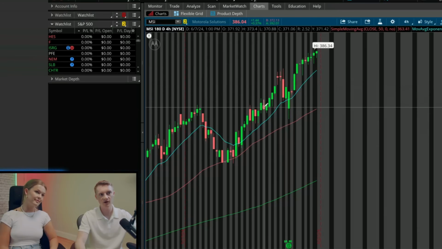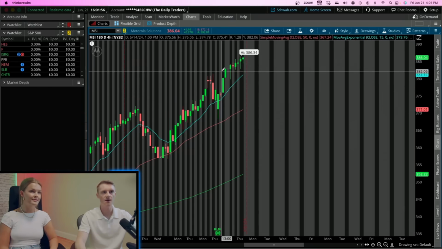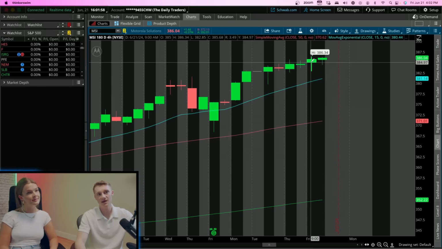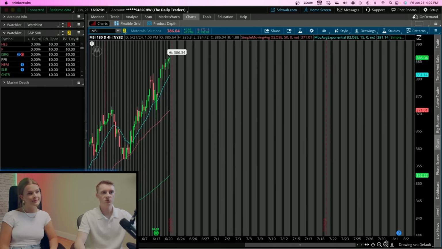Because if candles are trading above, each moving average is acting as a floor. And we want to see that floor is able to hold. So the floor held, and then we pushed back up, and now we're sitting right at an all-time high. Now, here's what we look to do.